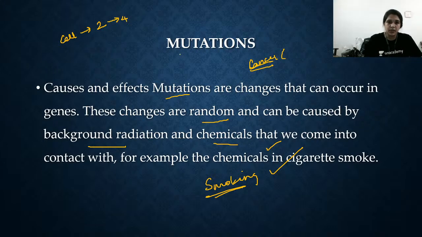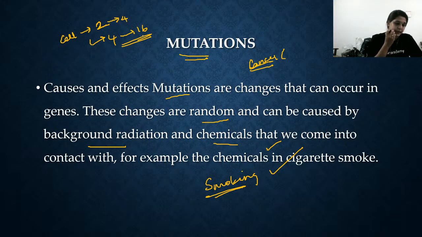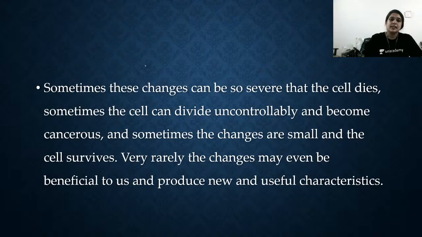So what is this mutation? What is cancer? A cell, instead of dividing into four, is dividing into four, then 16. It's like dividing unwantedly and it is not stopping. That is what is called mutation. Okay? Sometimes these changes can be so severe that the cell dies. The cell can divide uncontrollably and become cancerous.